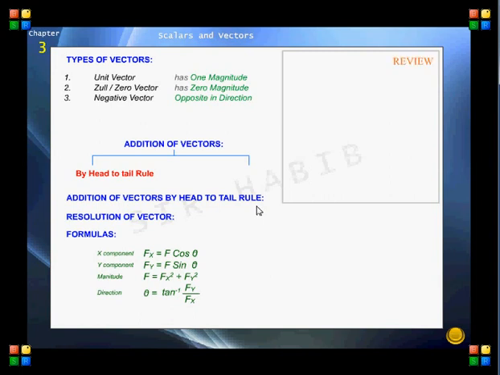Resolution of vector: we can divide any vector into two portions, two coordinates, along the x-axis and along the y-axis. Formulas for this chapter are all here. You must learn them by heart.